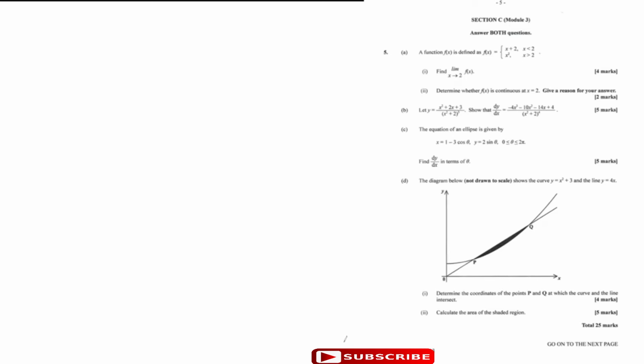Part B says y is equal to x squared plus 2x plus 3, and all of this is divided by x squared plus 2, all cubed. So that's y, and show that dy by dx is that thing there.